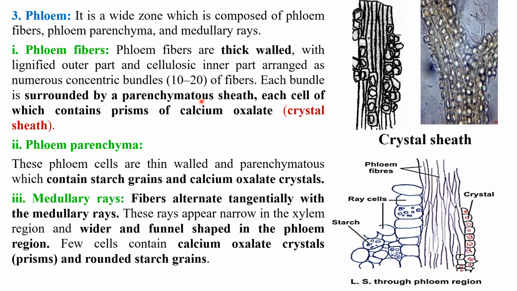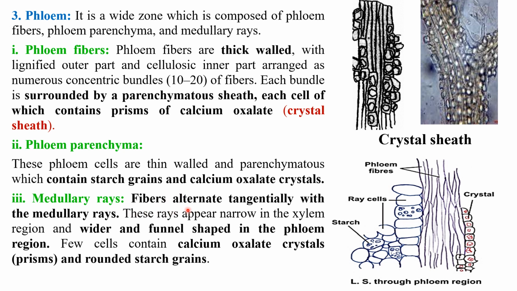Phloem fiber description is the following: it's thick-walled, with a lignified outer part and cellulosic inner part, arranged as bundles consisting of 10 to 20 fibers. Each bundle is surrounded by parenchyma cells packed with prisms of calcium oxalate, forming what is known as crystal sheaths. And this is the photo of crystal sheaths under the microscope, which is also a characteristic element for identifying licorice powder under the microscope. The phloem parenchyma contains starch grains and crystals of calcium oxalate.